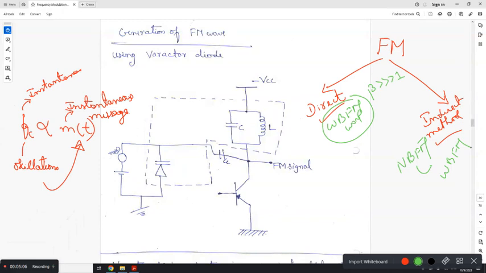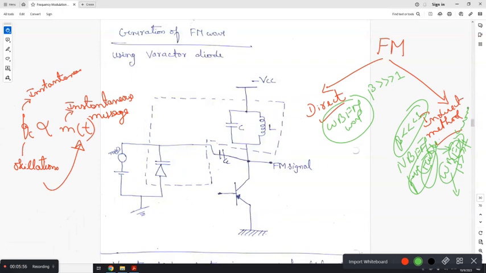Now have you understood the difference? In the indirect method, we start with the narrow band, but you have to generate wide band only. What to do? You use frequency multipliers in between. We start from beta less than 1 and we use frequency multipliers in between, then we end with beta very high compared to 1 and the desired frequency of your FM wave.